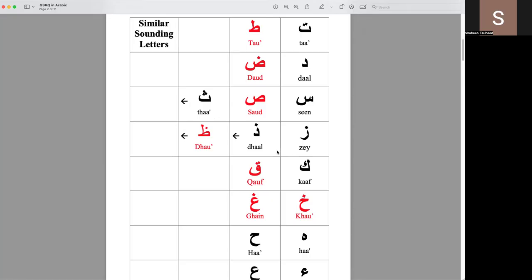The same with these three letters. Zay has a buzzing sound. Dhal has a muffled sound, but both of them are light letters. Za has the same sound as Dhal, but it is heavy. So that is what makes the sound difference. I'm going to repeat it three times so you can hear the sound difference.